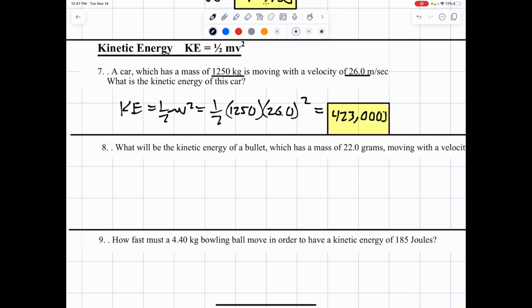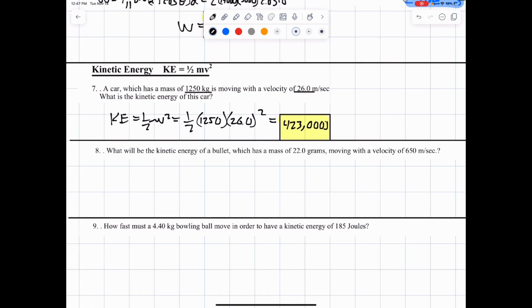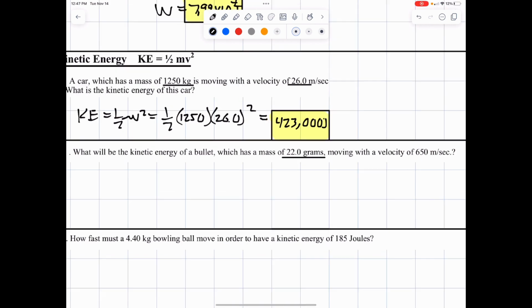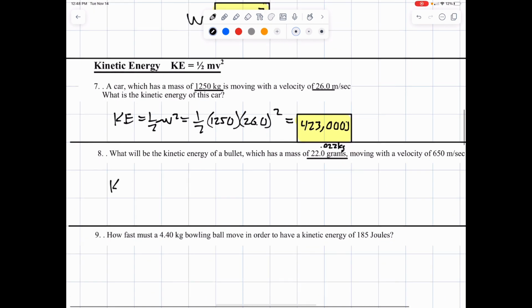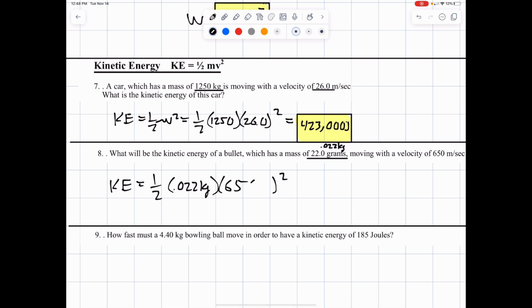Number 8. What will be the kinetic energy of a bullet which has a mass of 22 grams and a velocity of 650 meters per second? Got to take the mass and put it in kilograms, so that would be 0.022 kilograms. Okay, simple plug and chug. So 0.022 kilograms times 650 meters per second. Go ahead and plug that in your calculator.